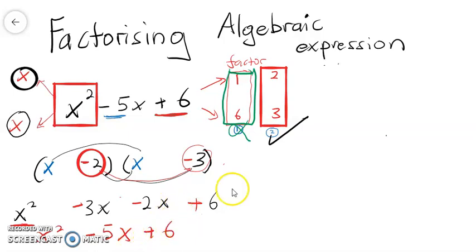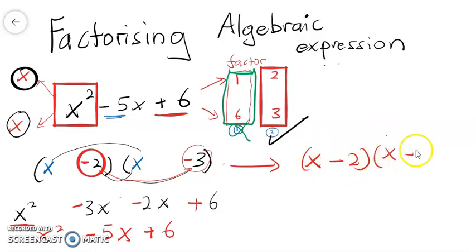So your pair is x minus 2 and x minus 3. This is the pair. We have factorized this equation. Now let us try a different equation.